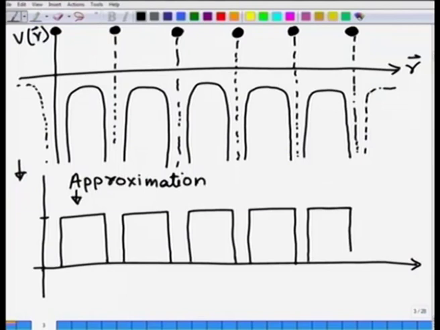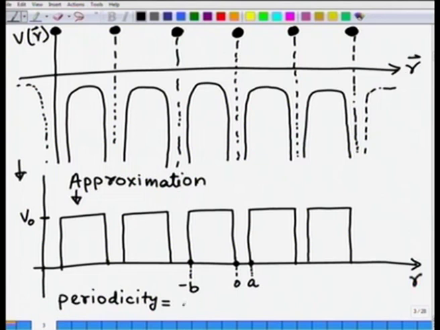So, I am going to use this value as V 0. This is position. Let us say this is position equal to 0, let us consider this position to be A, and let us consider this position to be minus B, right here and right here. So, these are the positions, and this is the periodic potential. That means that the periodicity is A plus B.